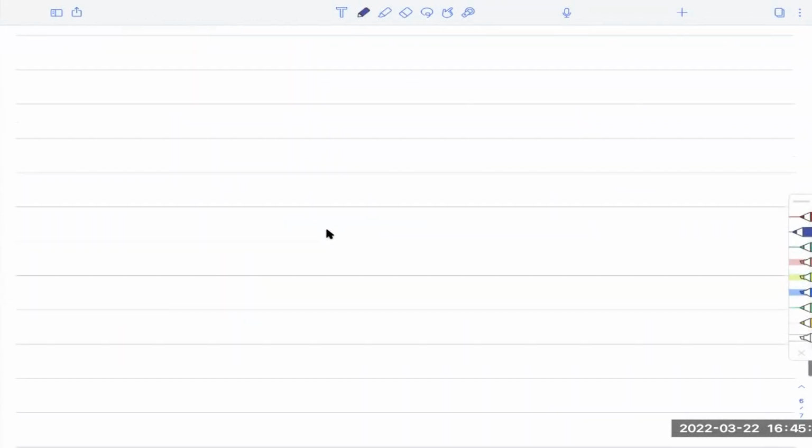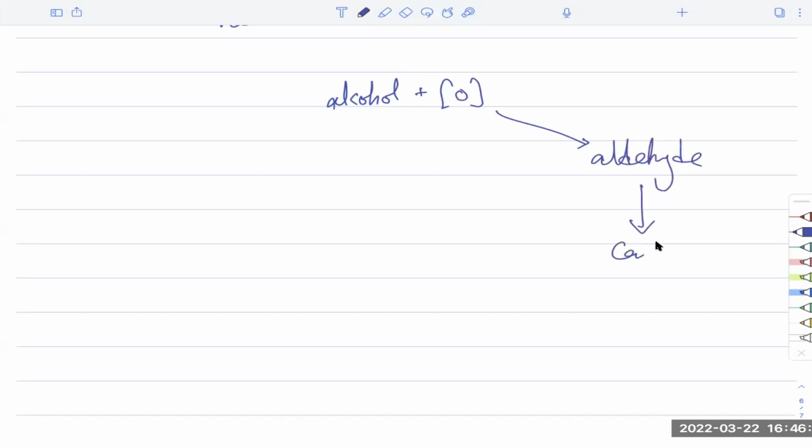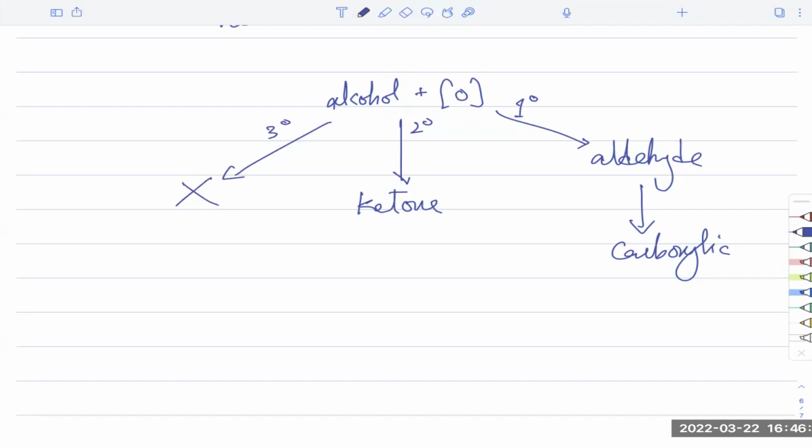So the general map that we have right now is that alcohol plus oxidizing agent converts to aldehyde, which then converts to carboxylic acid. Only if this is primary alcohol. If it is secondary alcohol, then it converts to ketone, and that cannot be further oxidized because there's no hydrogen to leave out. And if there is a tertiary alcohol, then no reaction happens. It cannot be oxidized. Okay, so that's how it goes.